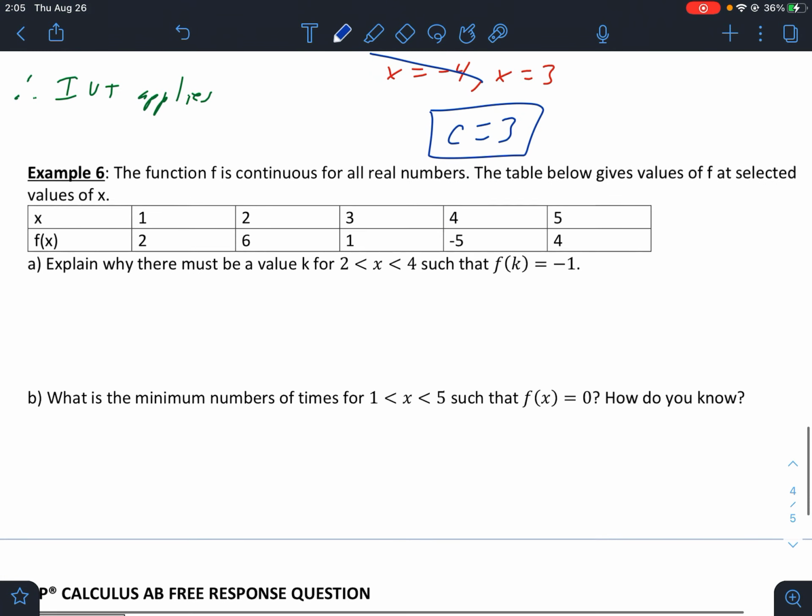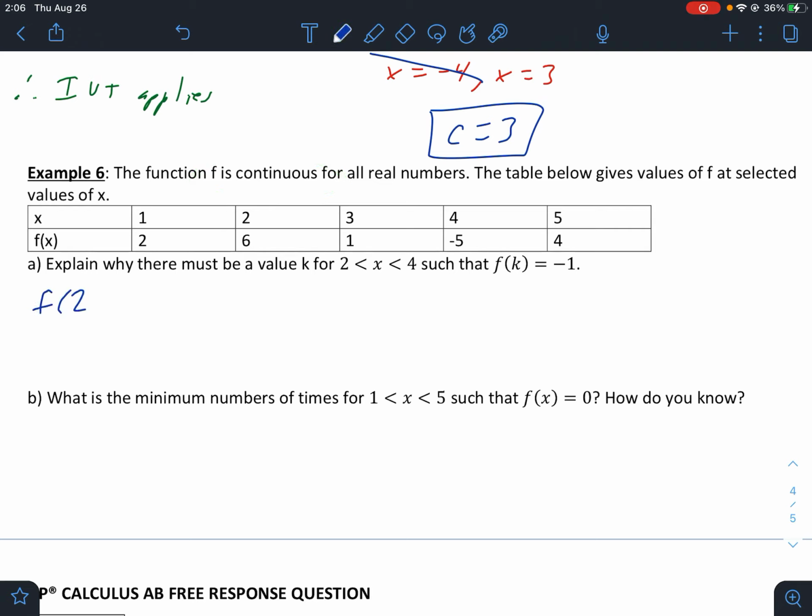Okay, example 6, we have a table of values for function f here. It says function f is continuous for all numbers. So part A says, explain why there must be a value k between 2 and 4, such that f of k equals -1. All right, so since f is continuous, we know the IVT can apply to a problem like this.